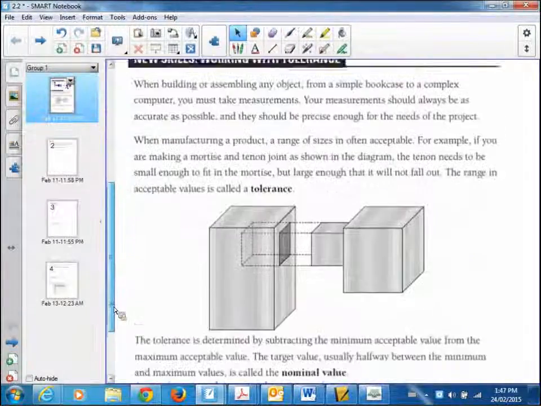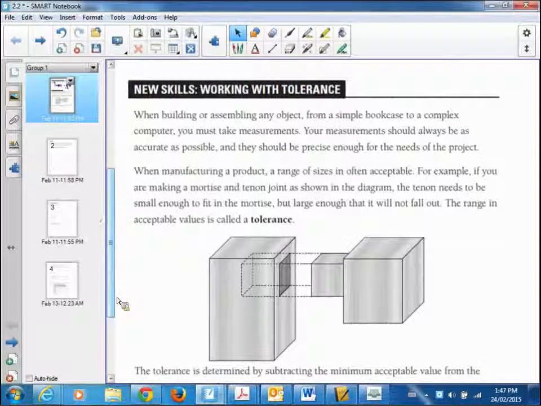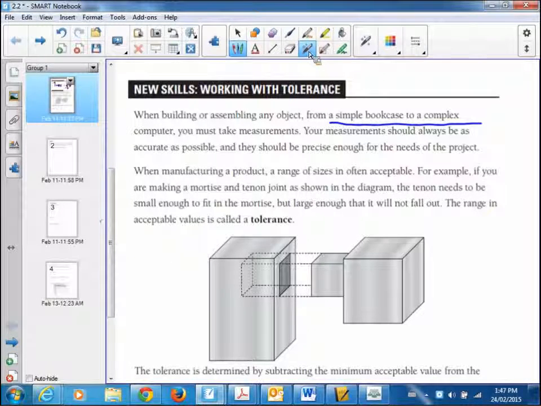You good? Okay, let's read about working with tolerance, because there's more to read than anything. When building or assembling an object, from a simple bookcase to a complex computer, you've got to take measurements. Measurements should always be as accurate as possible, and they should be precise enough for the needs of the project. If you're cutting lumber to frame a house, you're not building a watch. You don't have to worry about cutting to the nearest 16th. But if you're building a watch, you actually need to be that precise, 16ths and 32nds.